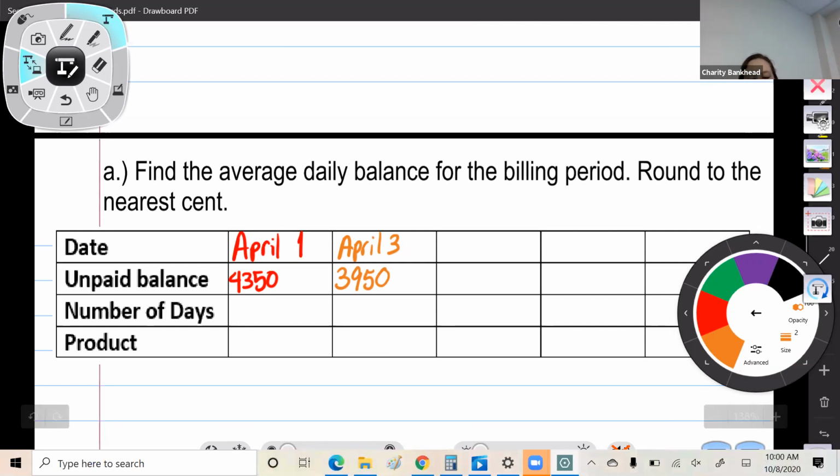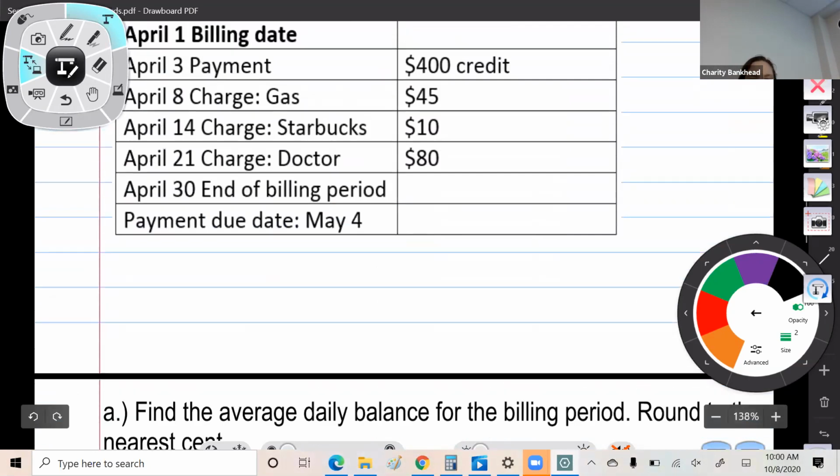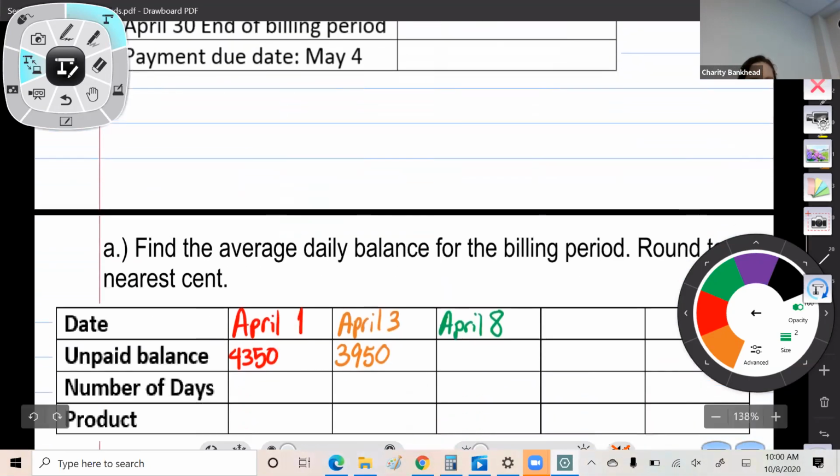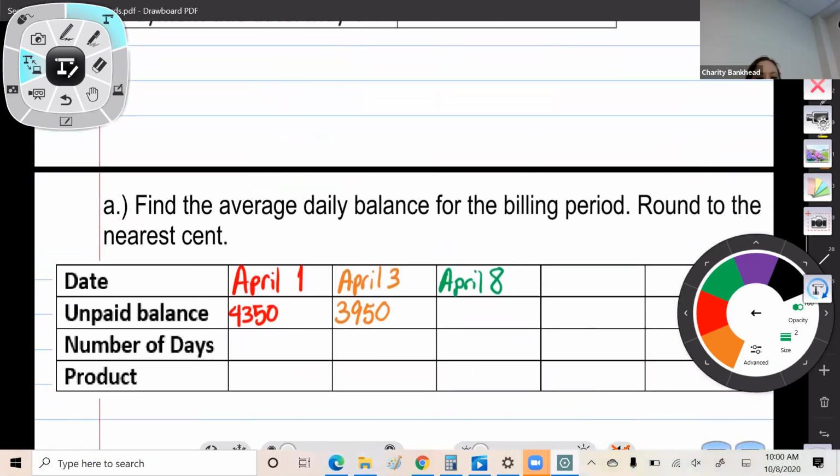And then the next thing that occurred was on April 8th, and that was a charge of $45. So I'm just going to take $39.50 and add $45 to it, which is $39.95.